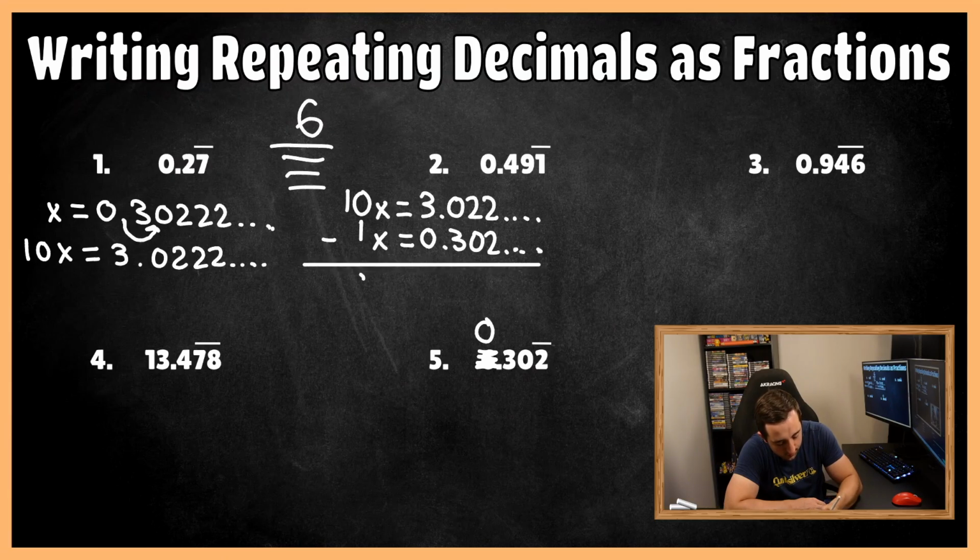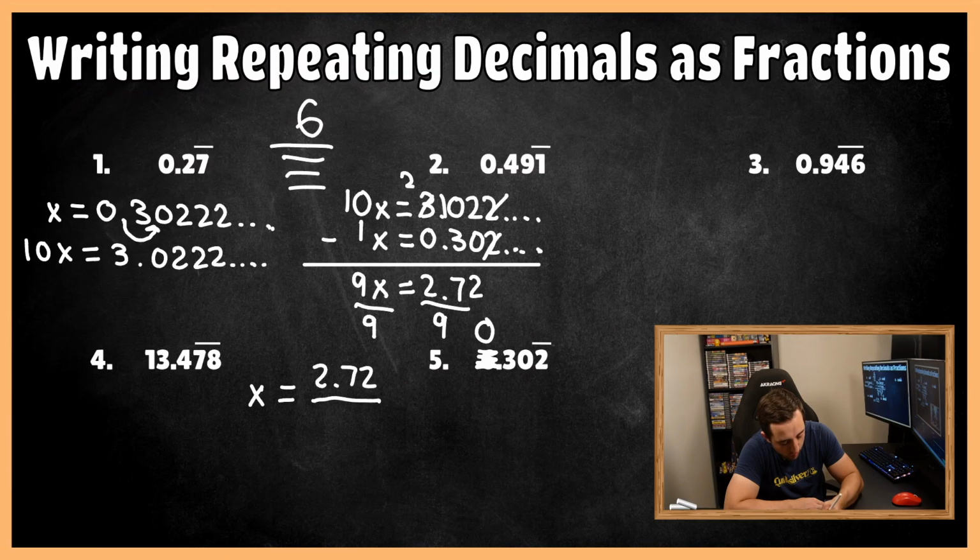10 minus 1 is going to give us 9x equals, the 2's are going to cancel. We have 2 minus 0 is 2, 0 minus 3 you can't do, so we have to borrow. This is a 10, 10 minus 3 is 7. Decimal comes down, 2 minus 0 is 2, and then divide both sides by 9. And we now have x equals 2.72 over 9. We have to move this decimal point 2 places to the right, so we're going to multiply the top and bottom by 100. That way we can get a nice clean number in our numerator.